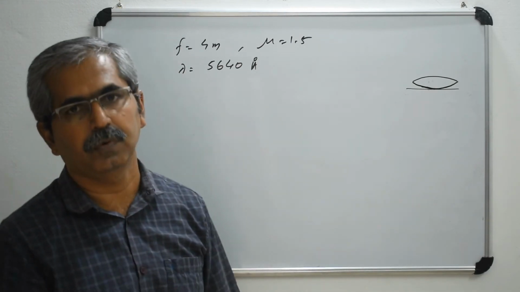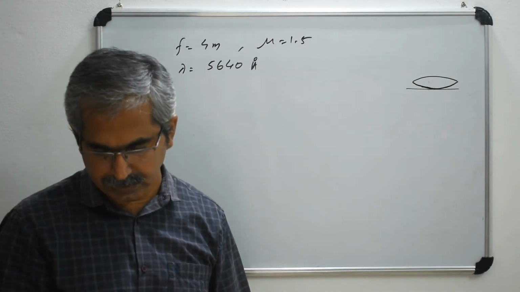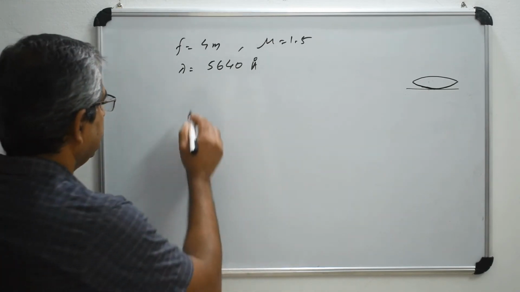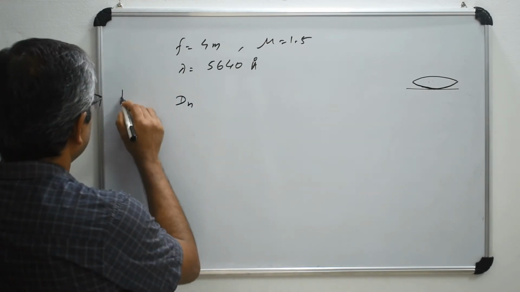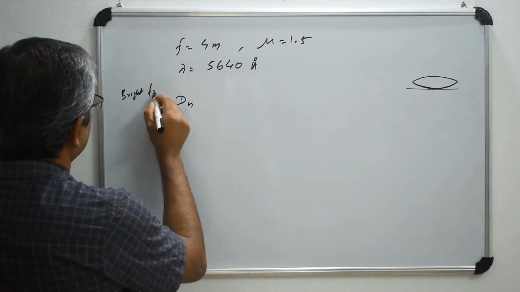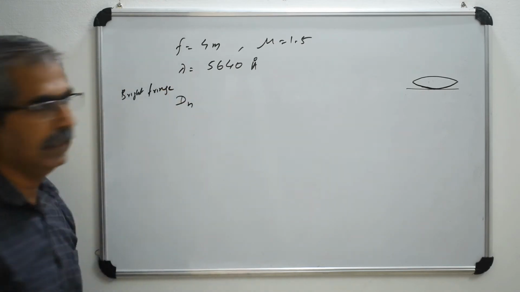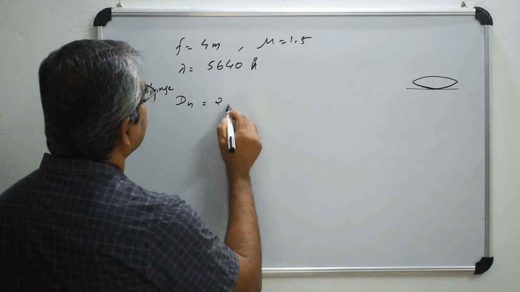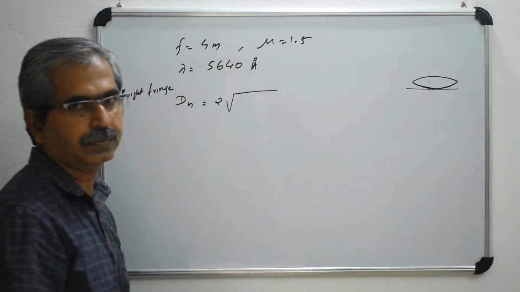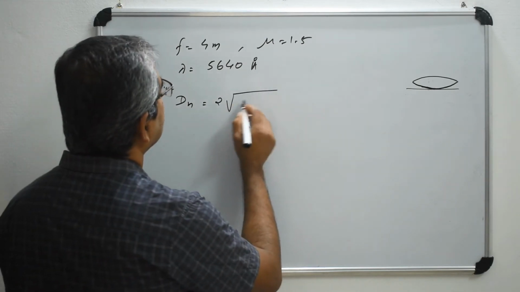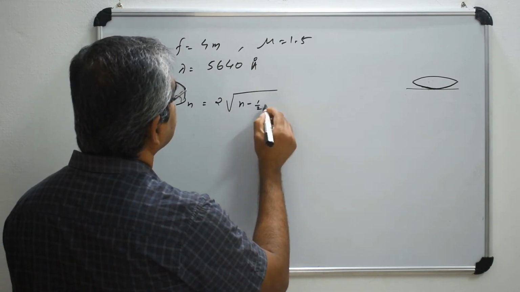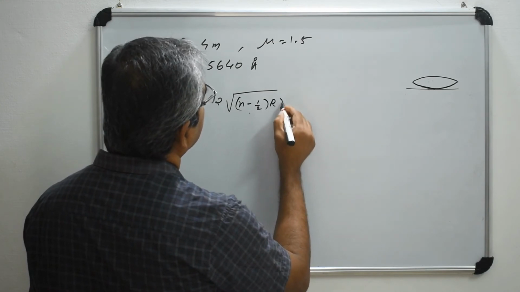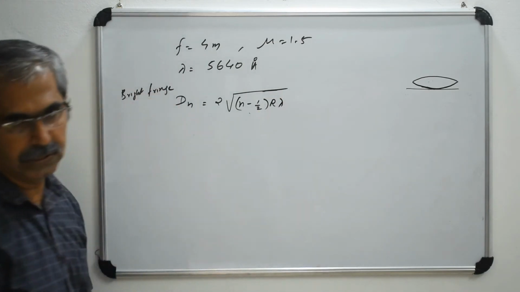And for the bright fringe, the diameter of the bright fringe, what is the equation? The diameter of the nth bright fringe is given by 2 into square root of n minus half into r into lambda. Okay, so this is the equation.